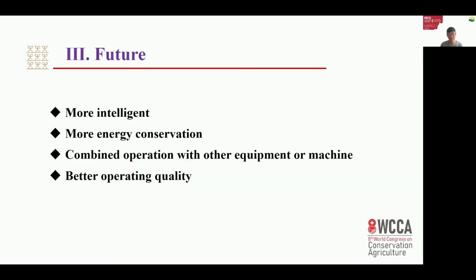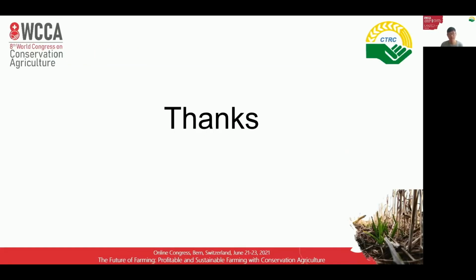In the future, the crop straw rotation machine needs to be more intelligent, more energy-saving, and combined in operation with other equipment or machines to improve the operating efficiency and achieve better chopping and spreading quality. That's all. Thanks for your listening.